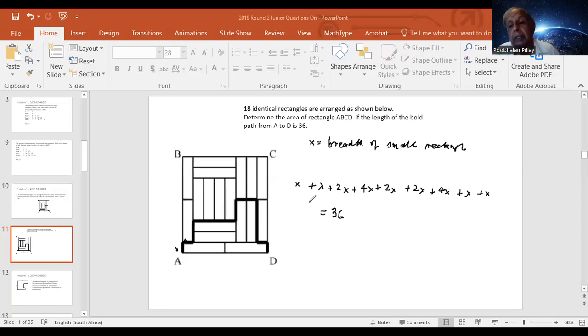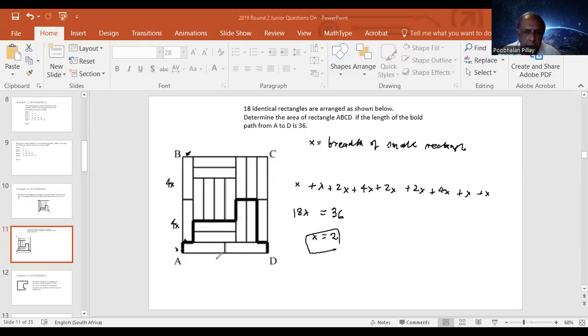Now you've got an equation involving x, and you can actually calculate x. When I add them up, I get 4, 8, 10, 18. The 18x is 36, so x is 2. All right. Now we need to find the area of the rectangle, and we know that x is 2. So this is the length, which is 4x, which we saw earlier on. And this part is also 4x. And the breadth is this x here.